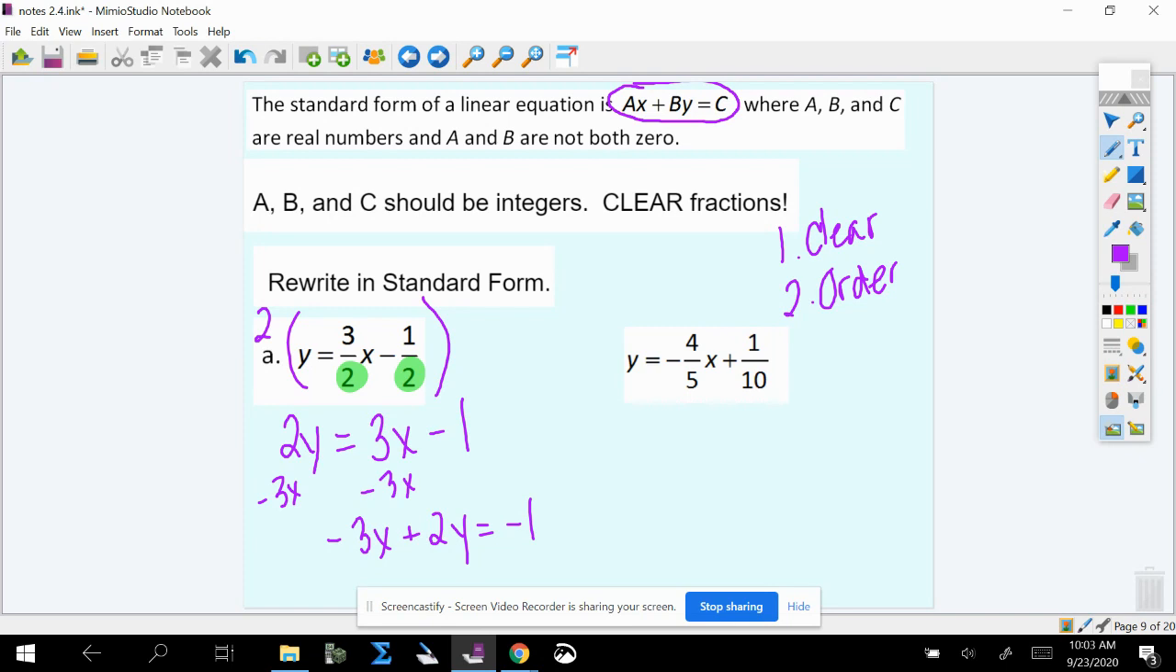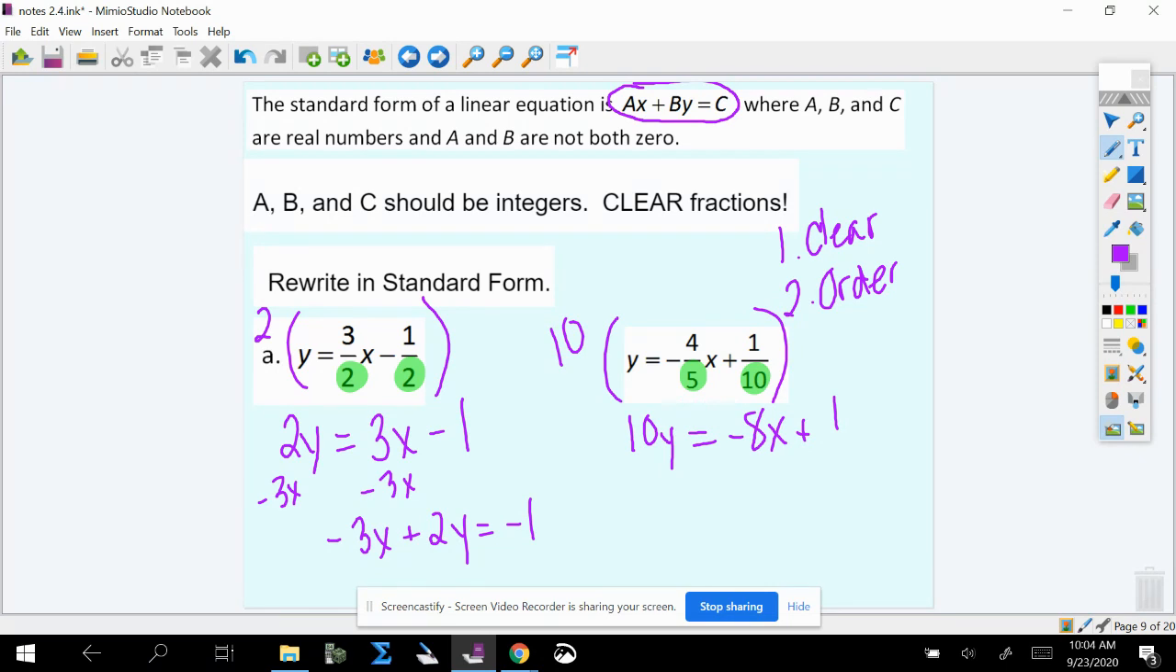If you have one that has 2 different denominators, so if you look here, we have a denominator of 5 and a denominator of 10. What you have to do is you have to multiply by what would be the common denominator. So the common denominator between a 5 denominator and a 10 is 10. So you're going to multiply everything by 10. When I multiply by 10, I get 10y equals, when I do 10 times -4/5, I get -8x. And then when I do 10 times 1/10, I get 1.